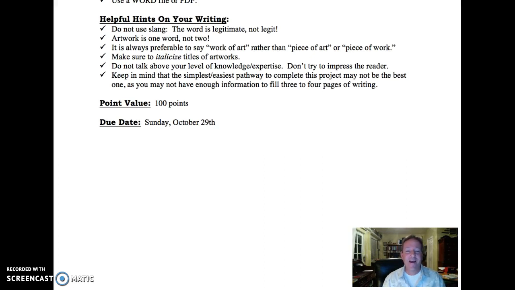Make sure to utilize titles of artworks. Make sure to italicize the titles of artworks. If you're comparing and contrasting, for instance, the sculpture of Khafre, you want to italicize Khafre. Do not talk about things above your level of expertise or knowledge. Don't try to impress me. Basically, what you want to do is write, get your point across, show that you've done research, and that's really what I'm looking for. Using fancy words and things like that you don't have control over doesn't help at all. Always write at your level of writing, and that's all I can really ask for.